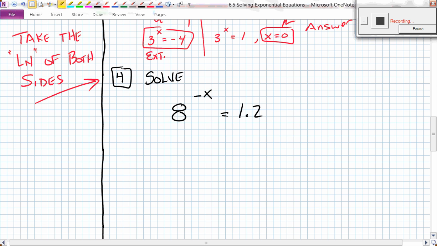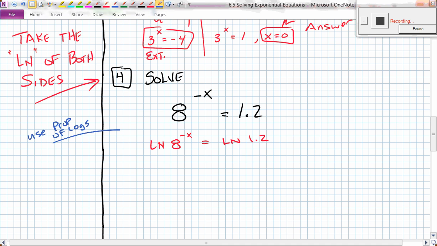Take the natural log of both sides. Really strange procedure. So, the natural log of 8 to the negative x is equal to the natural log of 1.2. Now I know you're going, why the heck would we do that? Well, doing that allows you to be able to use the properties of logarithms.